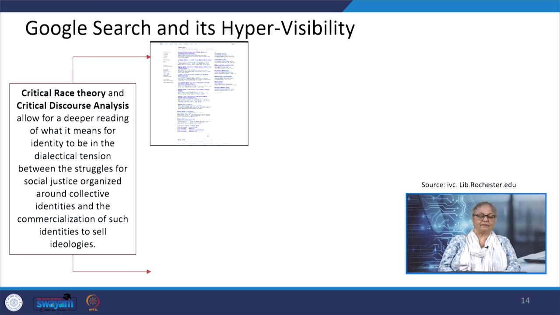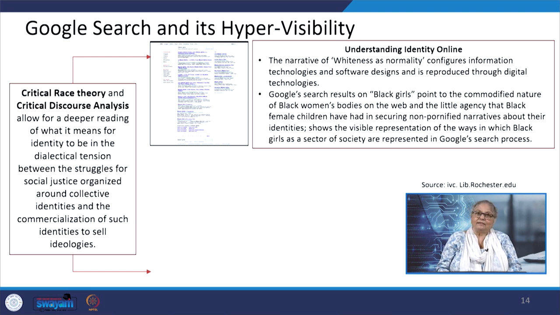So critical race theory and critical discourse analysis allow for a deeper reading of what it means for identity to be in the dialectical tension between the struggles for social justice organized around collective identities and the commercialization of such identities to sell ideologies. The narrative of whiteness as normality configures information technologies and software designs and is reproduced through digital technologies. Google search results on black girls point to the commodified nature of black women's bodies on the web and the little agency that black female children have had in securing non-pornified narratives about their identities.